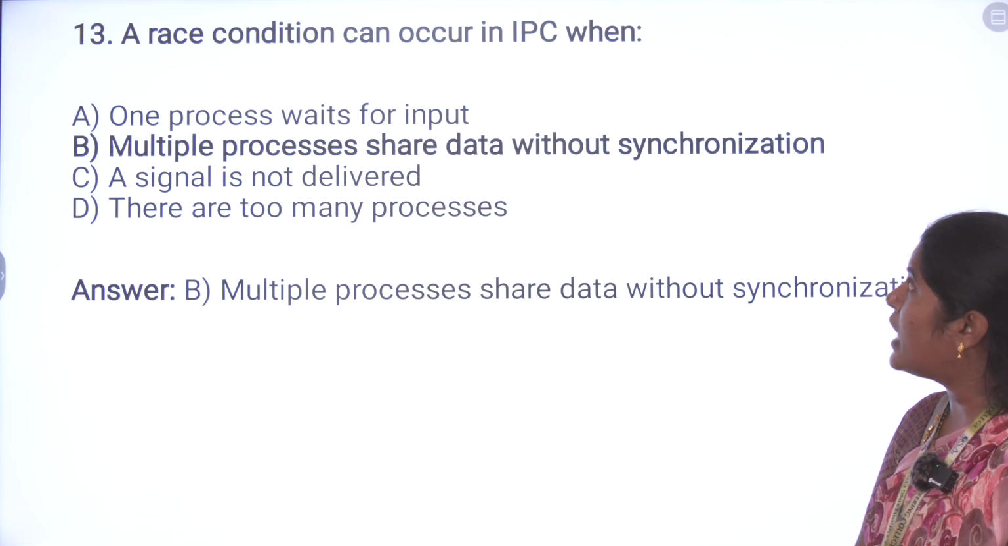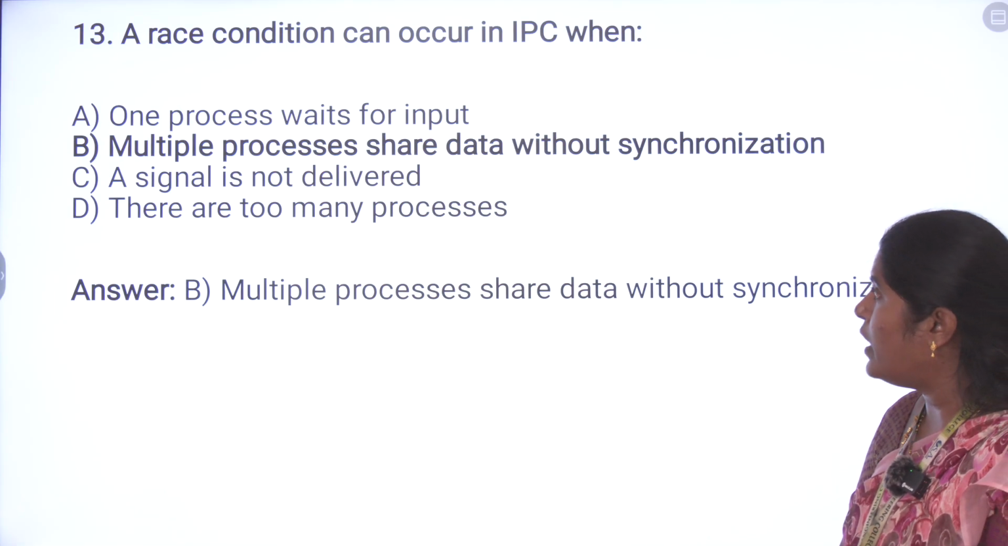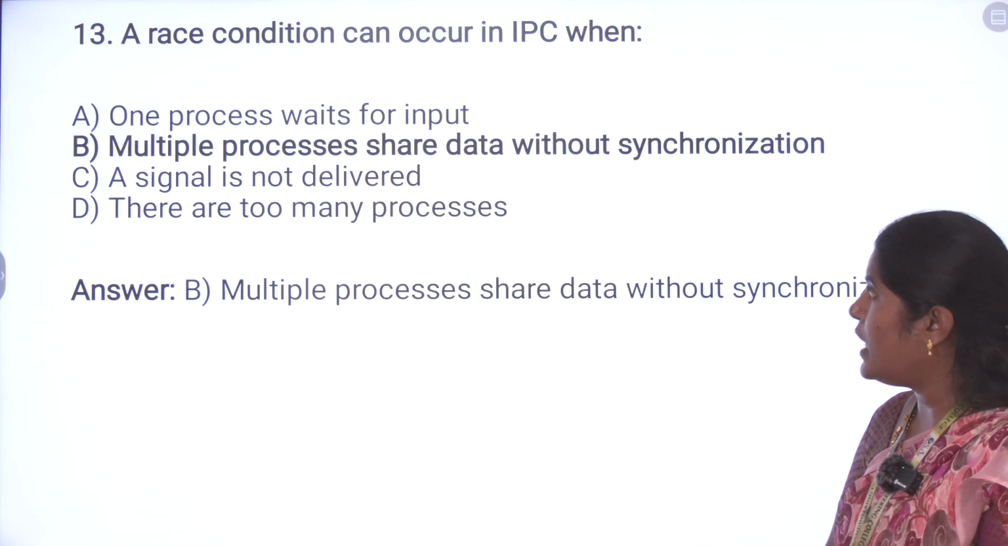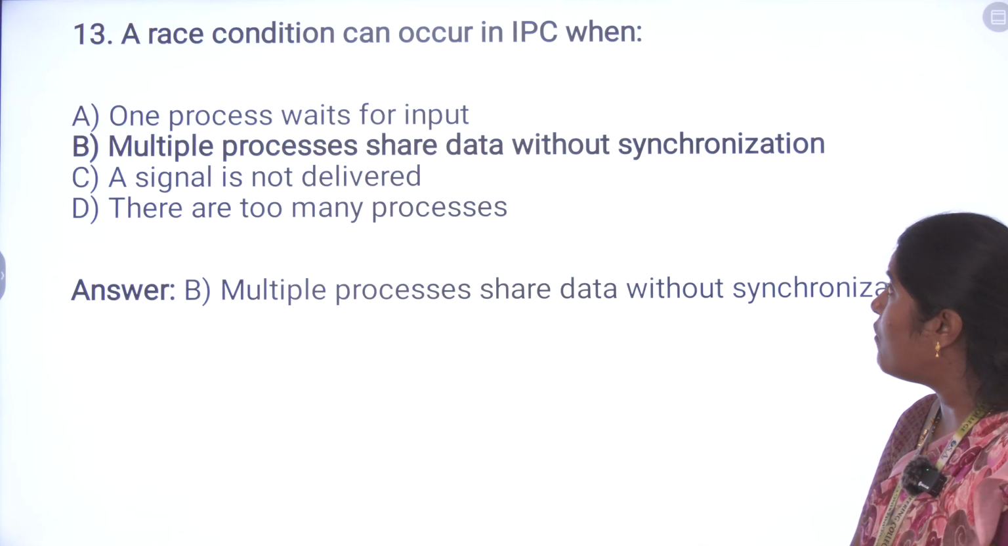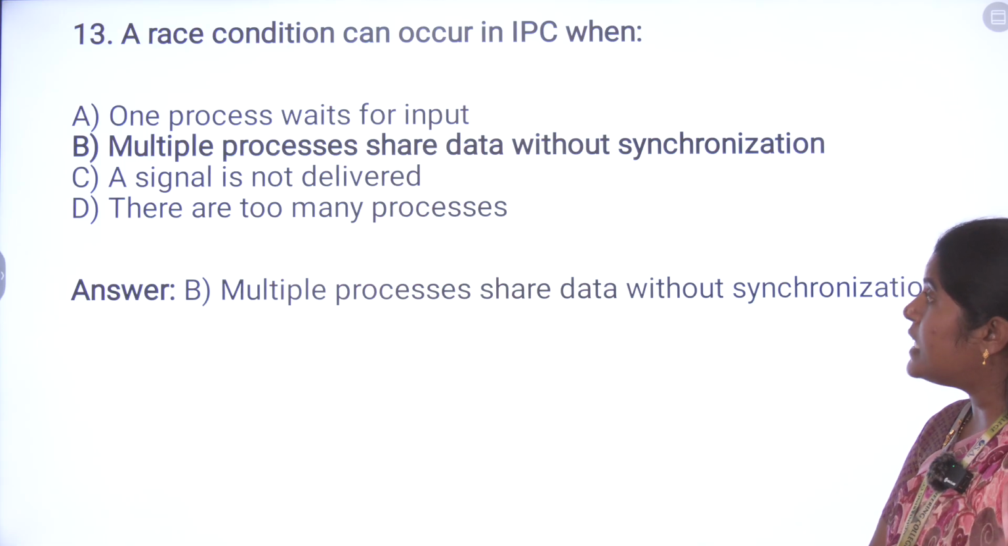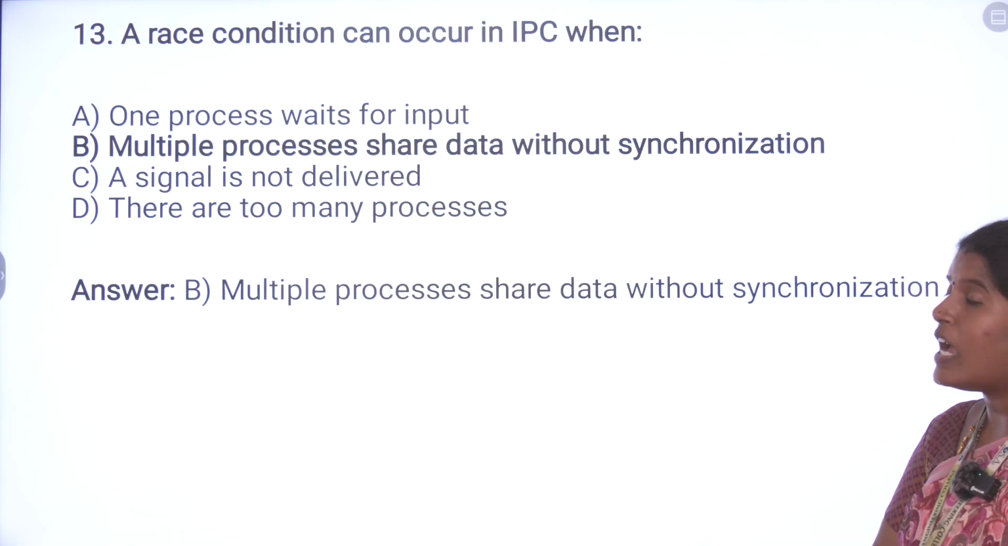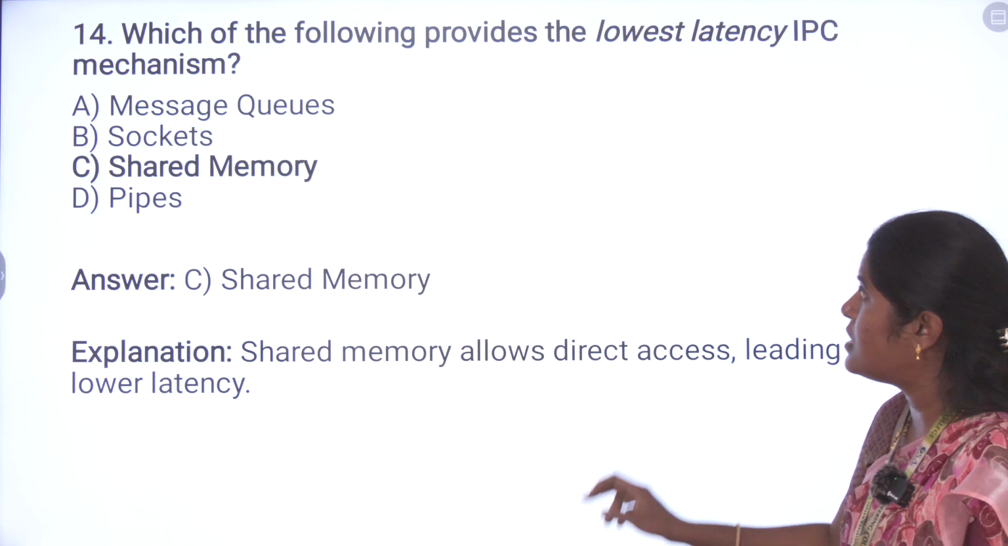13th: a race condition can occur in inter-process communication when? The options are one process waits for input, multiple processes share data without synchronization, a signal is not delivered, or there are too many processes. And the answer is multiple processes share data without any synchronization methods.